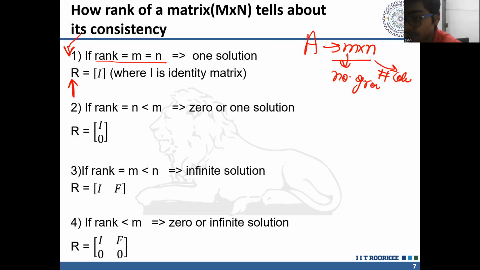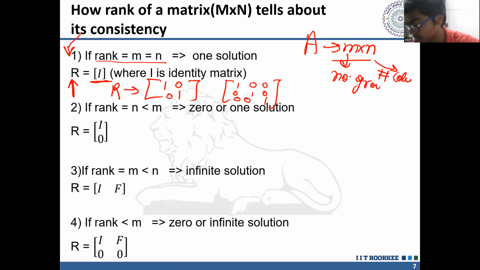And after converting it into the row reduced echelon form, it will look something like this. Here I is the identity matrix. Say if it is 2 cross 2, then it will be something like this. For 3 cross 3, then the identity for that one. It is basically its row reduced echelon form.